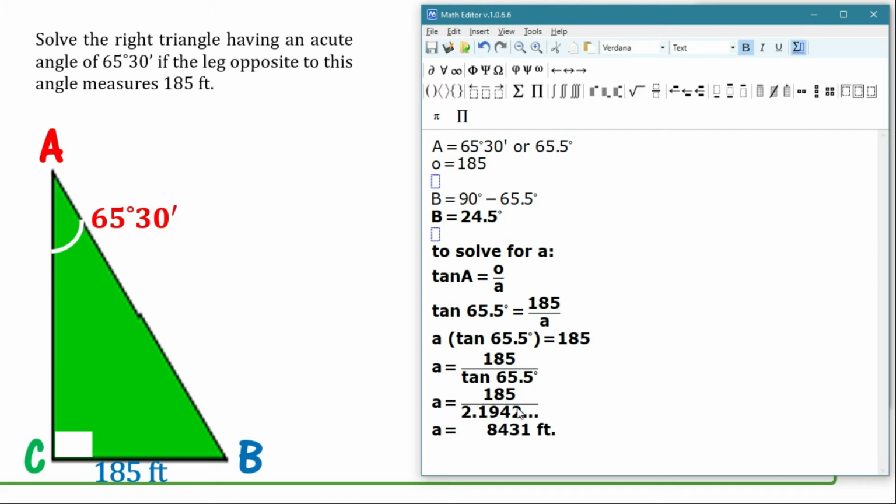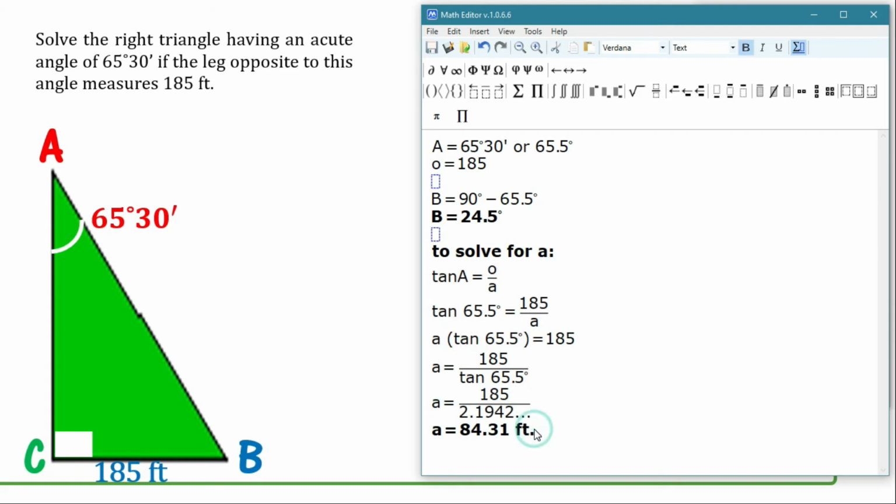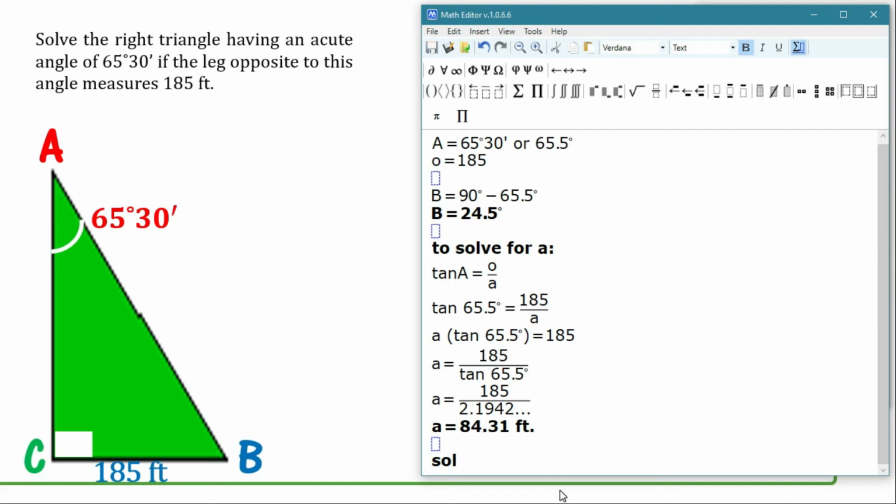That is 84.31 feet. Alright, so that's gonna be the value of A. Okay? That is the value of A. Alright, next. So, meron na po tayong value ng adjacent side. So, pwede naman po nating hanapin yung value ni hypotenuse. So, paano po natin isa-solve si H?